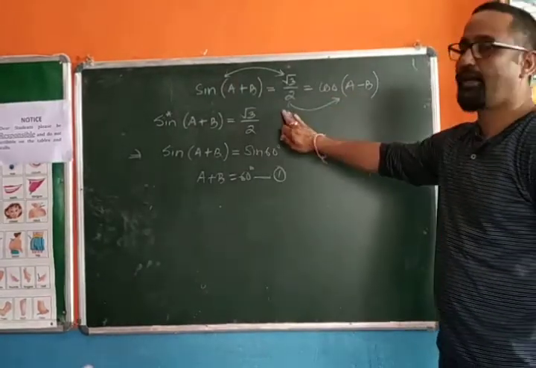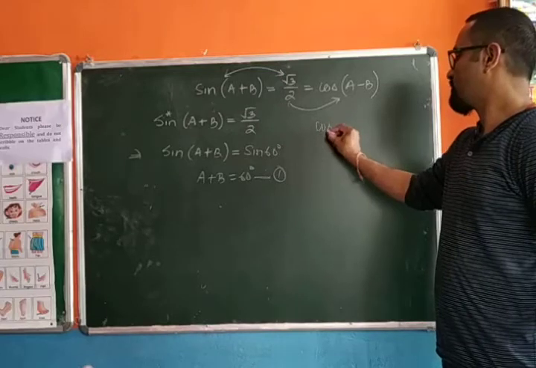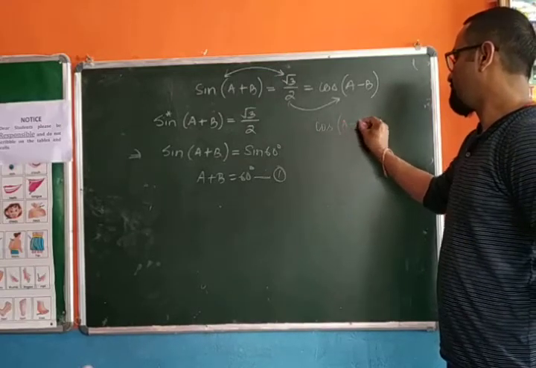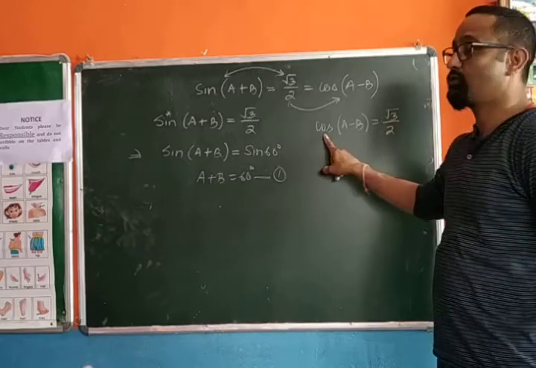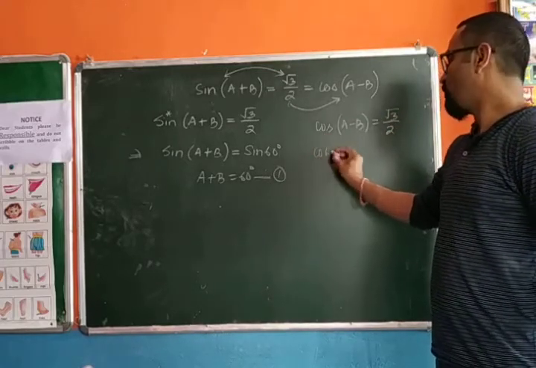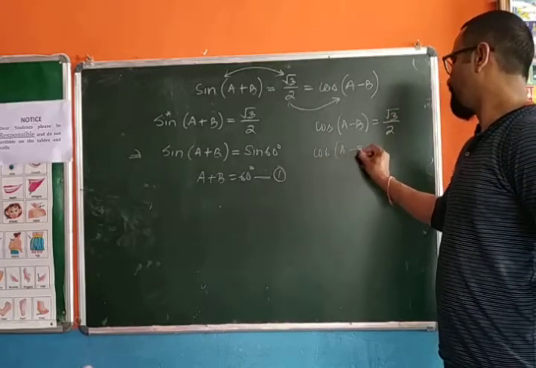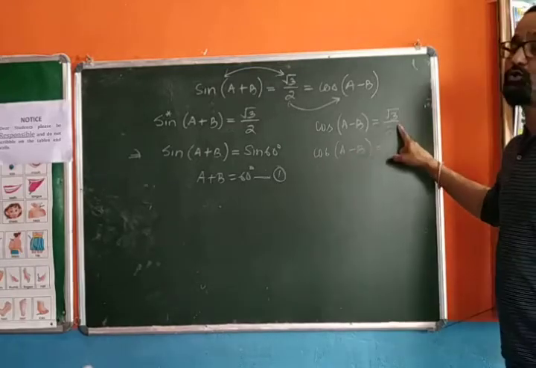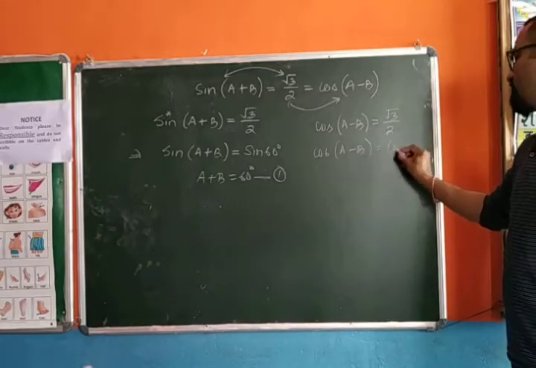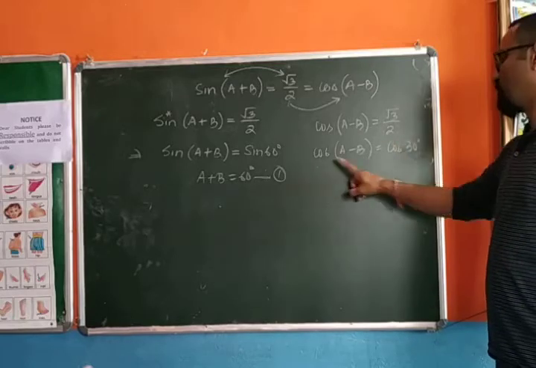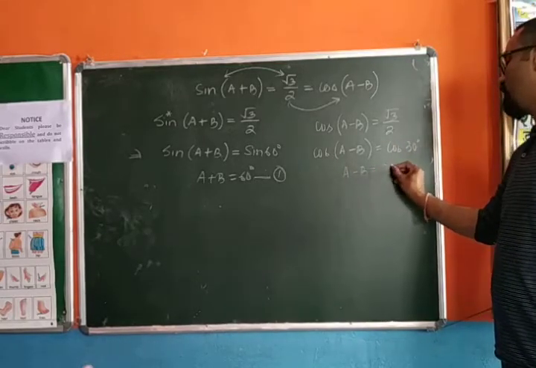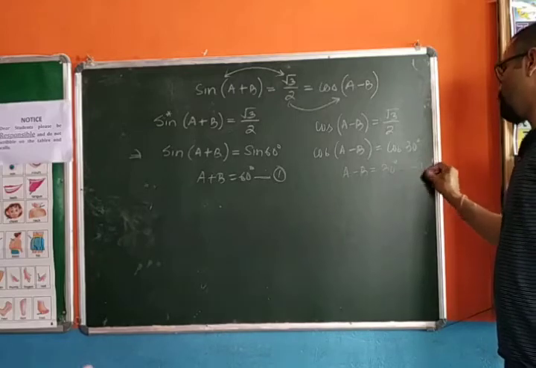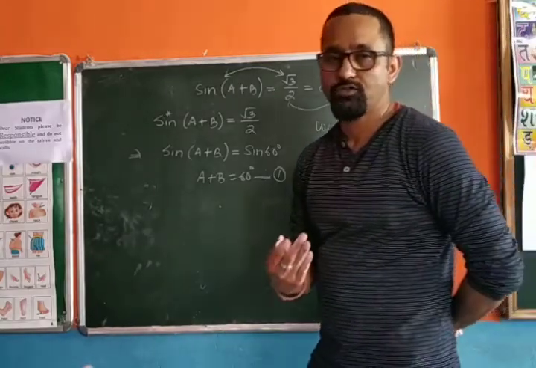Now second equal to third. So I'll arrange it. Cos a minus b is equal to root 3 by 2. You have cos. Which cos will give you root 3 by 2? It is cos 30 degree. Cos equal to cos, so a minus b will be equal to 30. Equation number 2. Now you have to simplify it.